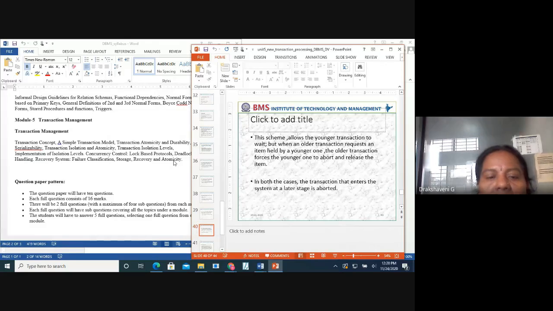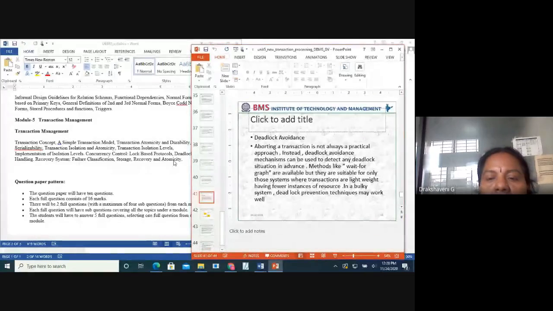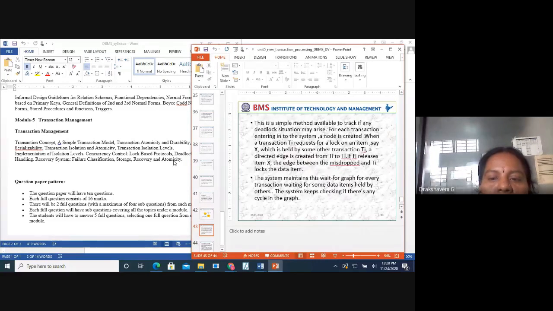Then there are the two ways, depending on whether the transaction is an older one or a newer one. Then we have seen how to avoid the deadlock. Then we have seen how to check using a wait-for graph, and the simple method for tracking a deadlock situation: whether it is arising, whether the system is heading into a failure, or whether we can recover the system.